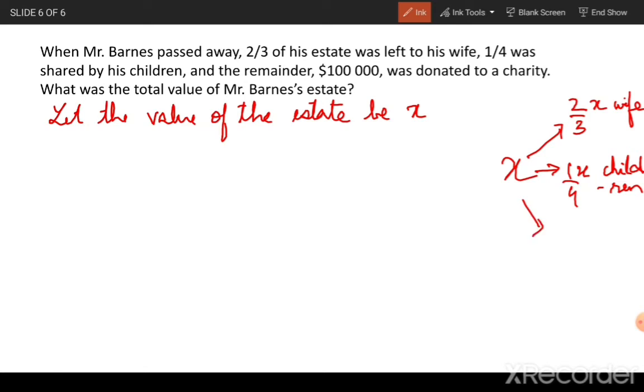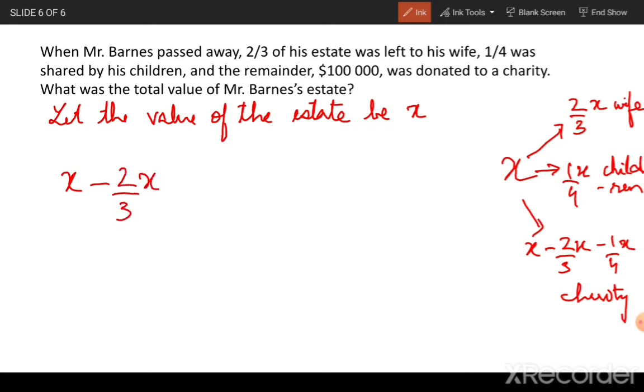And the remainder, that is x minus 2/3 x minus 1/4 x, goes to charity, right? So the total value of the estate minus what goes to the wife, right? So that is, the wife takes 2/3 of the estate, and again 1/4 of the same estate goes to the children, so that's 1/4 x, and this remainder, we have been told, is equal to 100,000, which goes to charity. So there you have your equation right there in front of you, right?